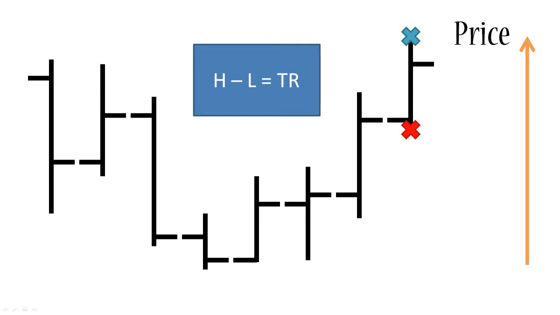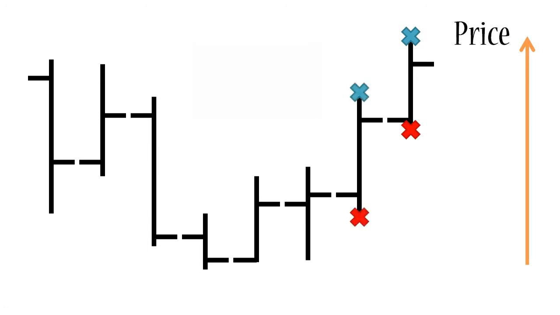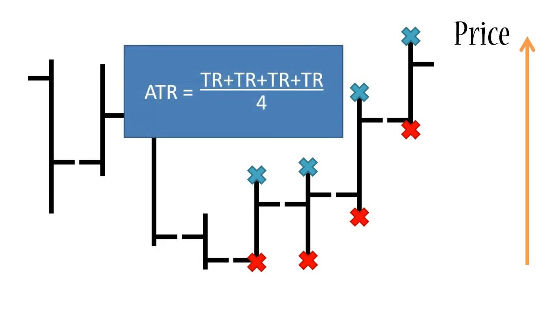Next, let's take the true range for the next bar. And then let's take the true range for the bar after that. And then we'll take one more true range. So what we're going to do with all of these four true ranges is we'll take the average of these four true ranges. And that will give us the average true range in the past four bars. So that tells you not only how volatile the market was in the current day, but also how volatile the market was over the past 4 days on average.